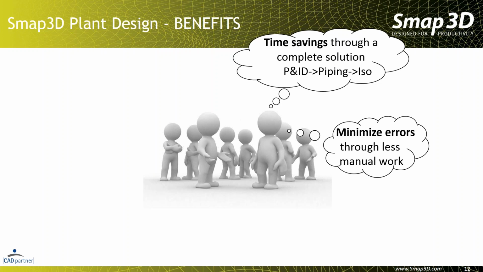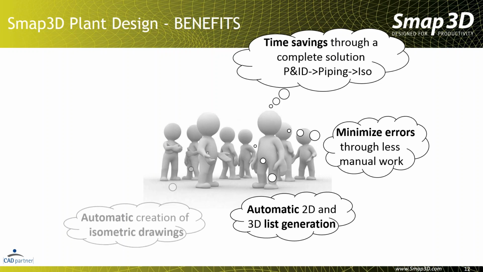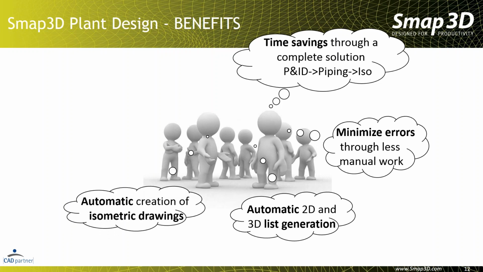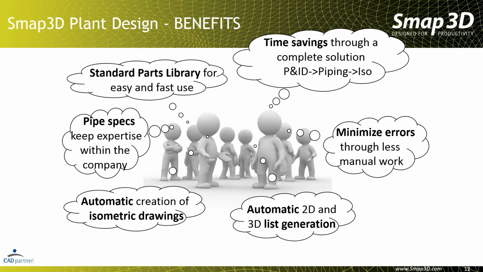So if you just think about the list generation, which we can do automatically in 2D as well as in 3D. Also, the automatic creation of the isometrics can mean a lot of time savings in the end as well. Then we've got the pipe specs as a standard, and also to keep the expertise within the company. And we've got the 80 or even 120,000 standard parts for easy and fast use of the software.